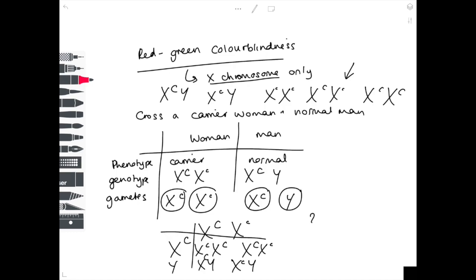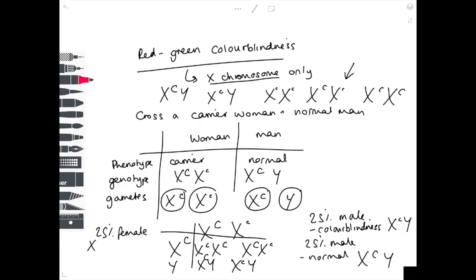So let's write them out. 25% of the offspring will be male and have colour blindness, and that's due to their combination of alleles, which is X small c Y. 25% will be male and they'll be normal because they have X big C Y. 25% will be female and they'll be normal, and 25% will be female and they'll be carriers with the big C small c.